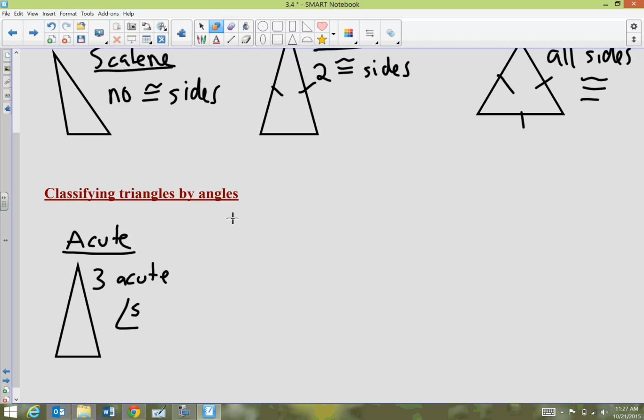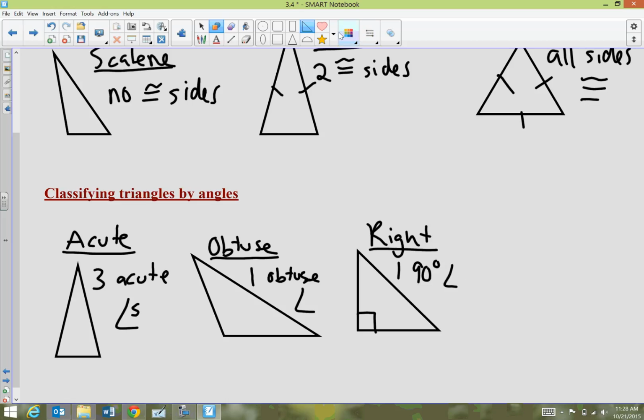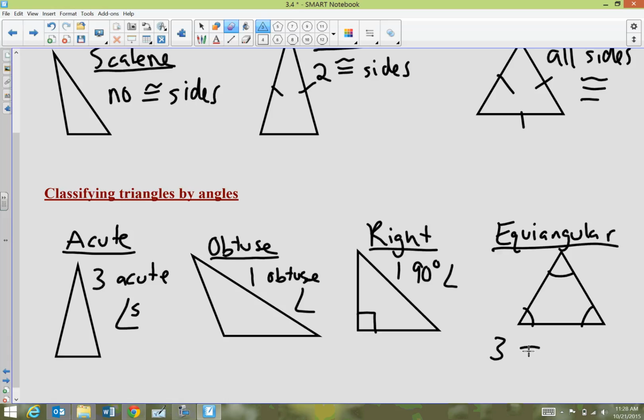The second type of classification according to angle is obtuse. An obtuse triangle has one obtuse angle. Remember, an obtuse angle is greater than 90 degrees. So we've talked about all less than 90, one greater than 90. A right triangle has one 90-degree angle, one right angle. And then the final classification according to angles is equiangular. An equiangular triangle has three congruent angles.